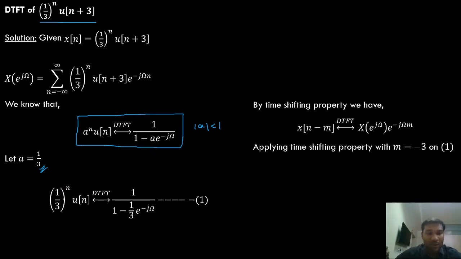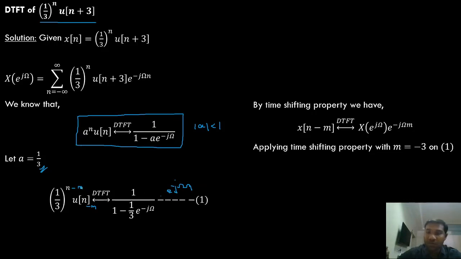So what happens if I apply time shifting property here with m is equals to minus 3? In place of n I should write n minus m, right? N minus m. Here also in place of n I should write n minus m. Then on the right hand side I should multiply it with e power minus j omega m, right? This is what I have to multiply.